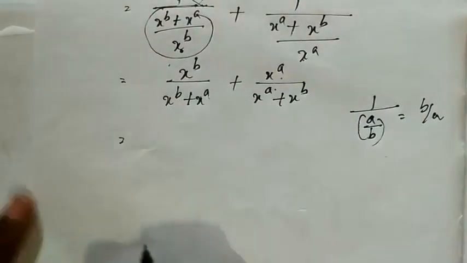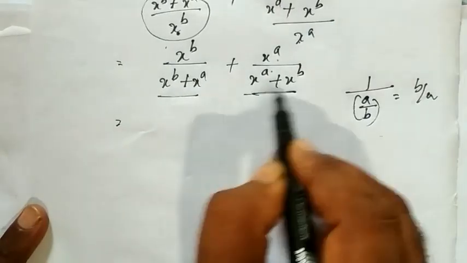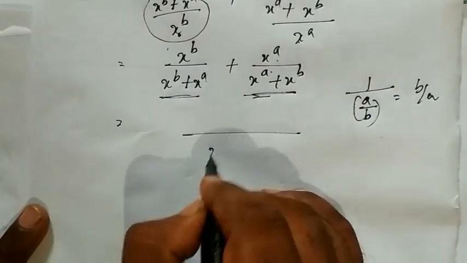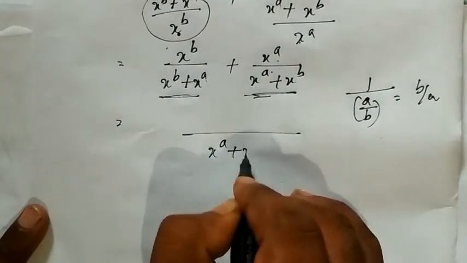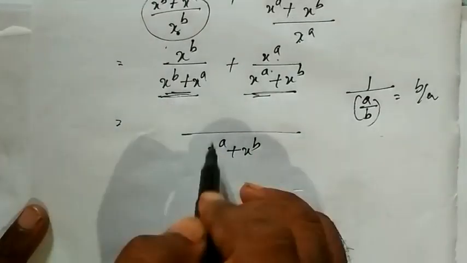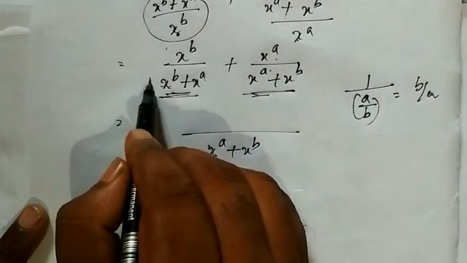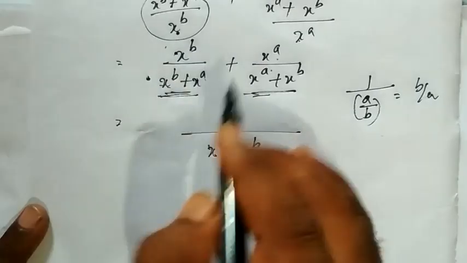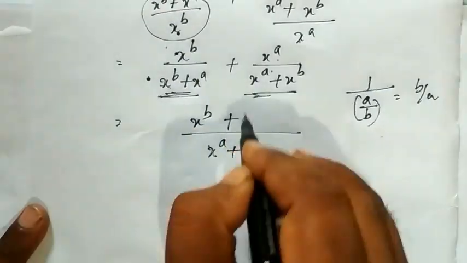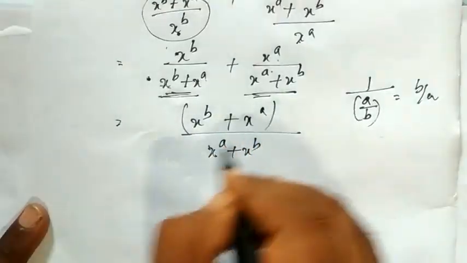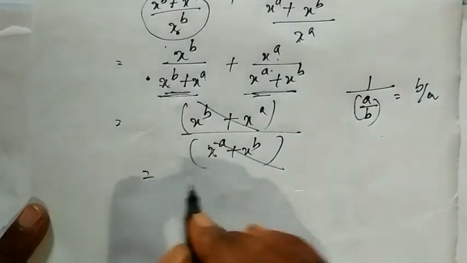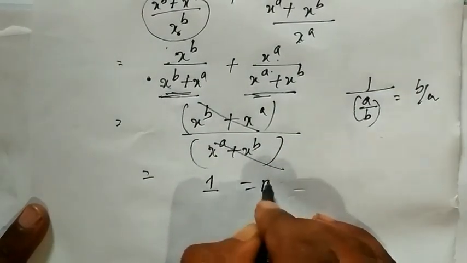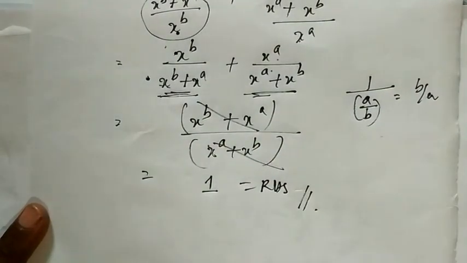Again you can take the LCM. These are the same, so you can take the LCM as x to the power of a plus x to the power of b. Here this one will be divided, meaning you get 1, and if you multiply here you will get x to the power of b, and here you will get x to the power of a. Now both are equal, if you cancel you will get 1, so that is RHS proved. Clear?